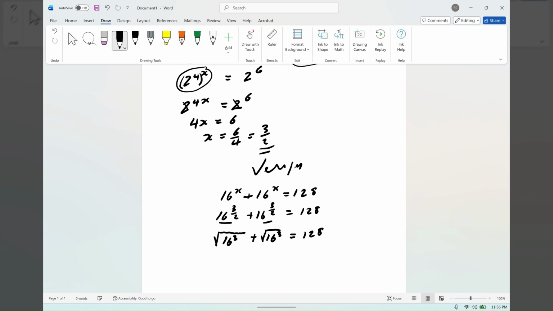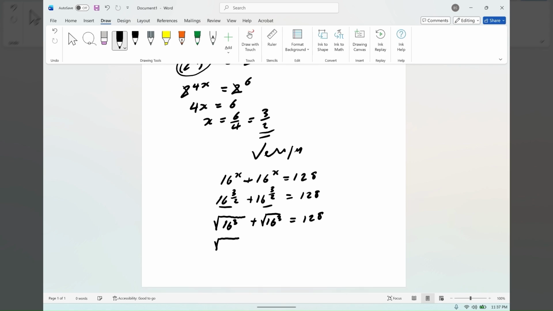But we know that 16 cubed is 4096, so 4096 plus 4096 equals 128 under the square root. Now, the square root of 4096 is 64, plus 64 equals 128. 128 equals 128. All right, the solution is valid.